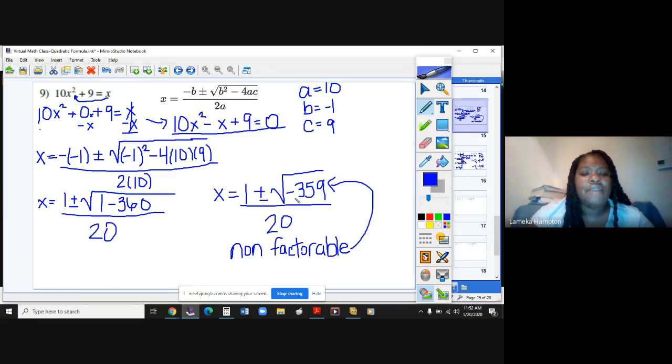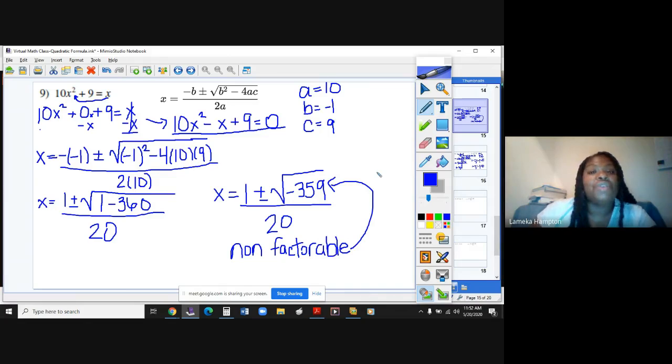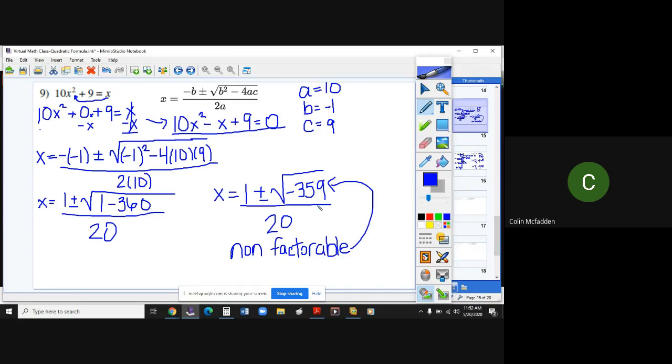So whenever you have a negative under this square root, you're not going to be able to do all of those other steps. Does that make sense? So that's the reason why we stopped at this particular step, because we can't take the square root of a negative number. Okay, I got you now.